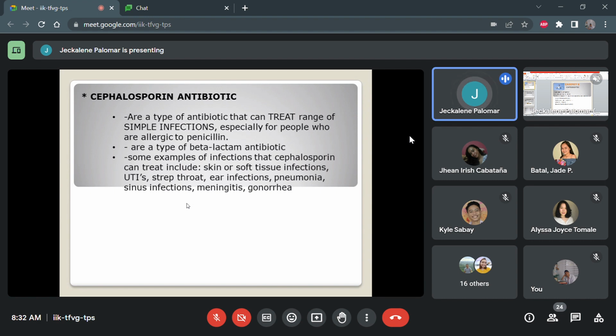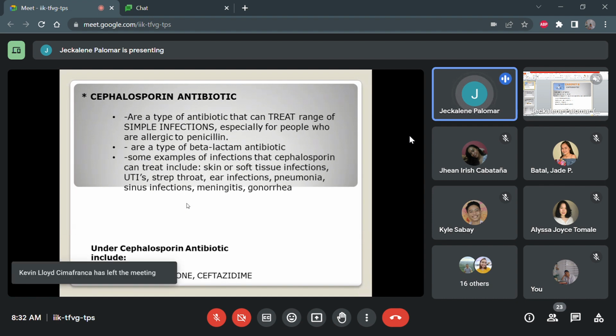So cephalosporin antibiotics are a type of beta-lactam antibiotic that can treat a range of simple infections, especially for people who are allergic to penicillin. Some examples of infections that cephalosporin can treat include skin and soft tissue infections, UTIs, strep throat, ear infections, pneumonia, sinus infections, meningitis, and gonorrhea.